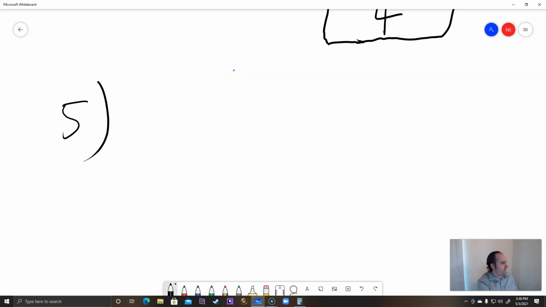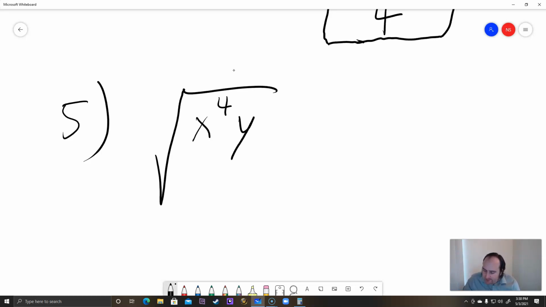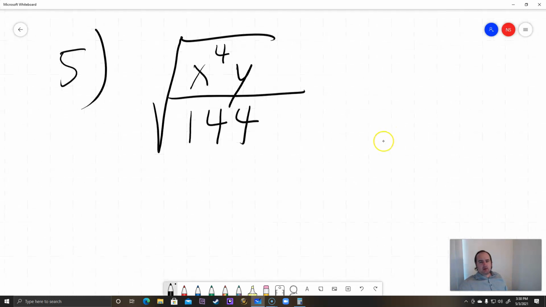So for this one, we actually have the square root of x to the 4th times y over 144. The square root of x to the 4th times y all over 144. Okay, so the square root actually applies to the whole fraction here. Once again, you're allowed to just distribute the square root, and because there's 2 factors on the top, we can actually distribute the square root to everything.